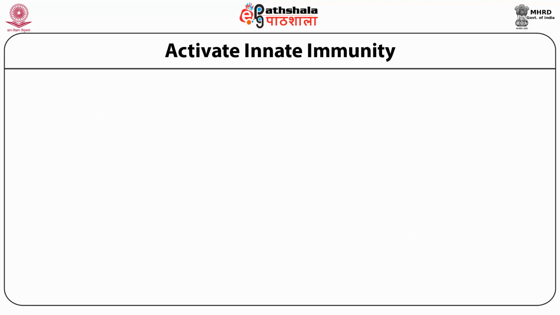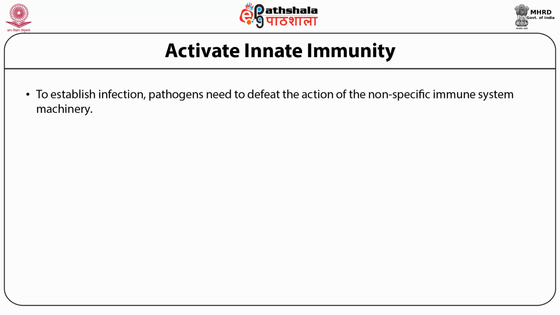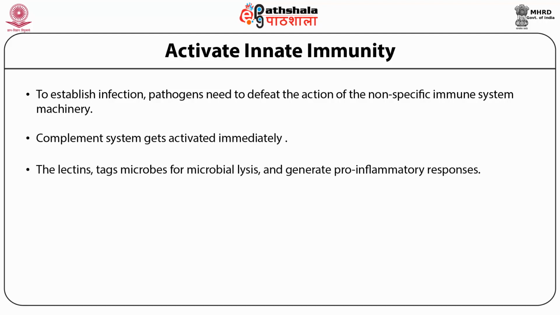microorganisms. How do they activate the innate immunity? To establish infection, pathogens need to defeat the action of the non-specific immune system machinery. Generally, when they defeat one innate immunity, they activate the others. So, they activate the complement system, which is activated immediately after activating the innate immunity. The lectins tag microbes for destruction by phagocytic cells, cause microbial lysis and generate pro-inflammatory responses.